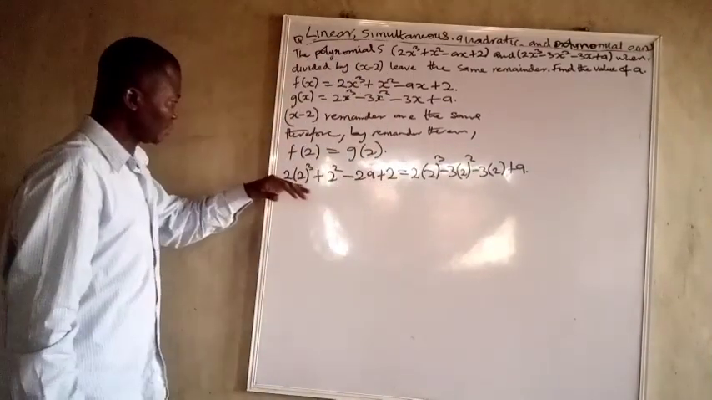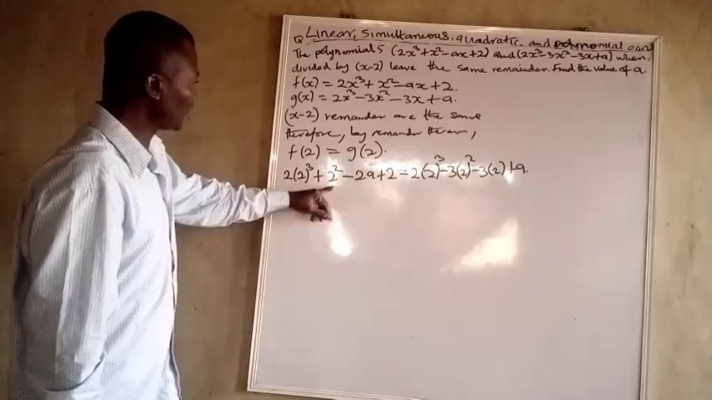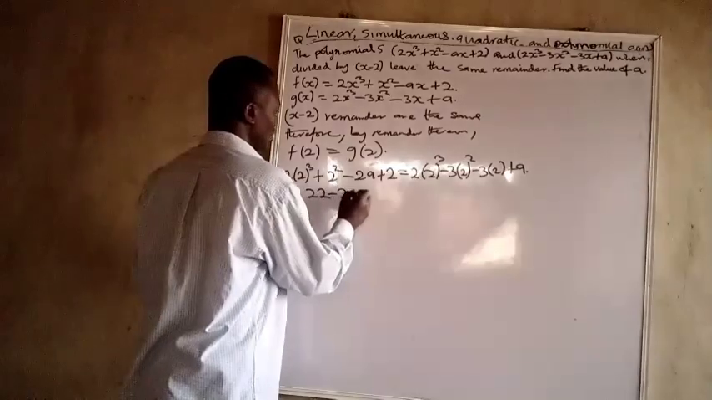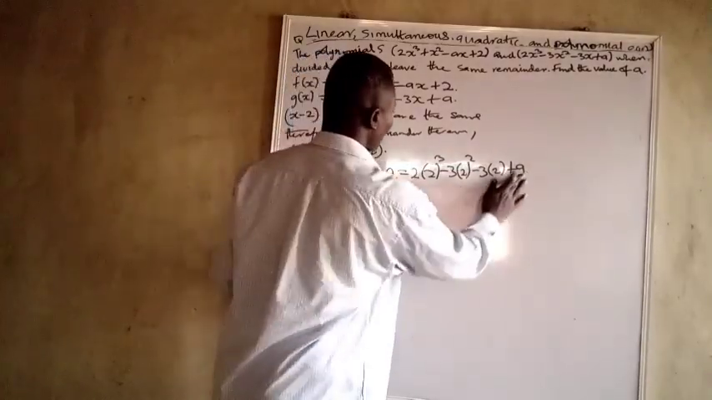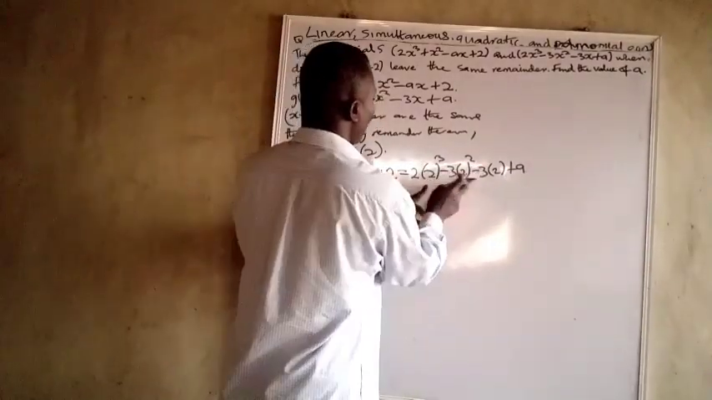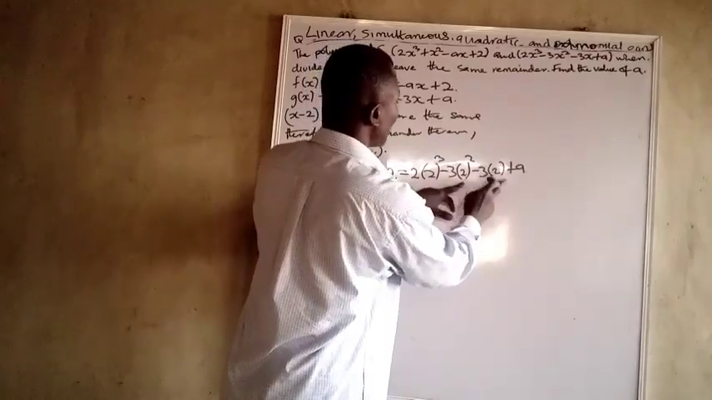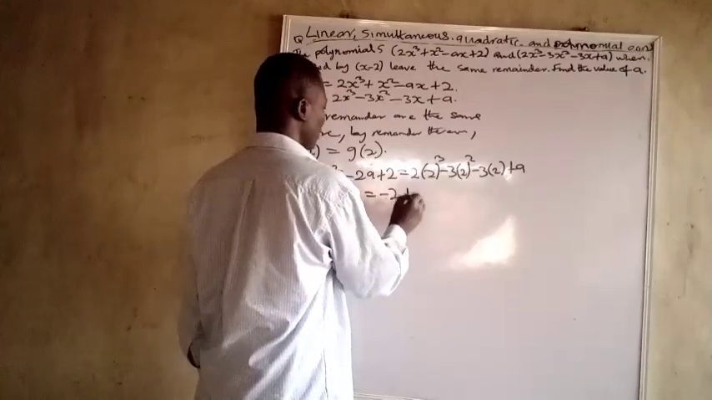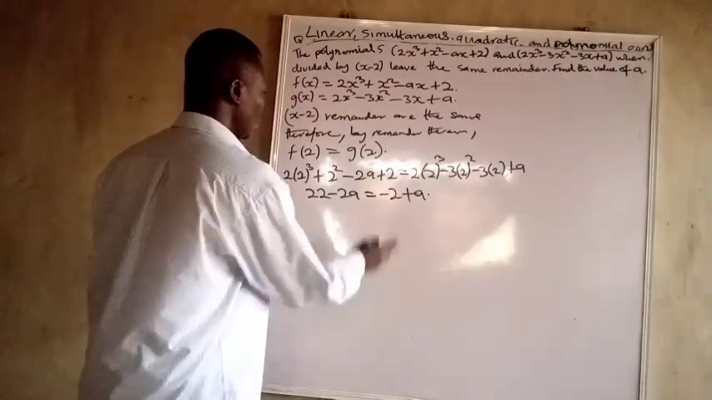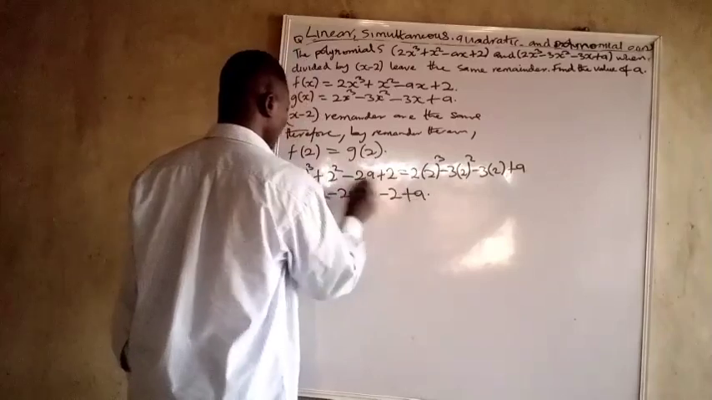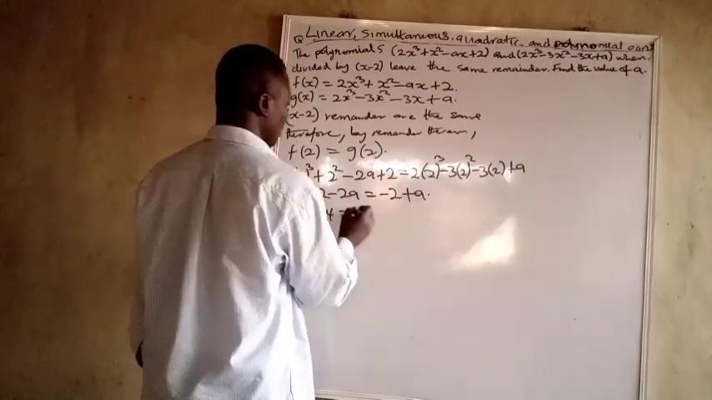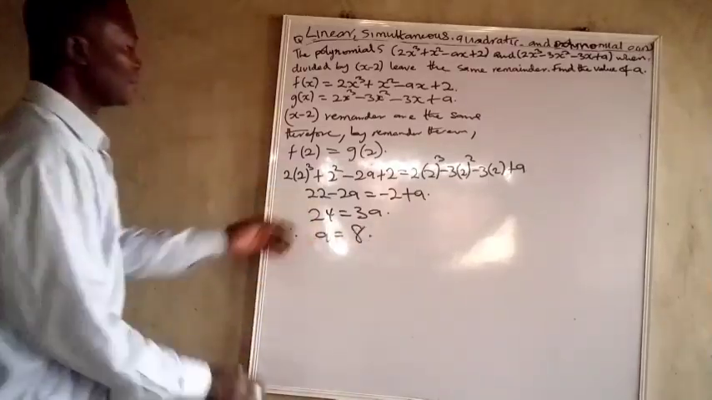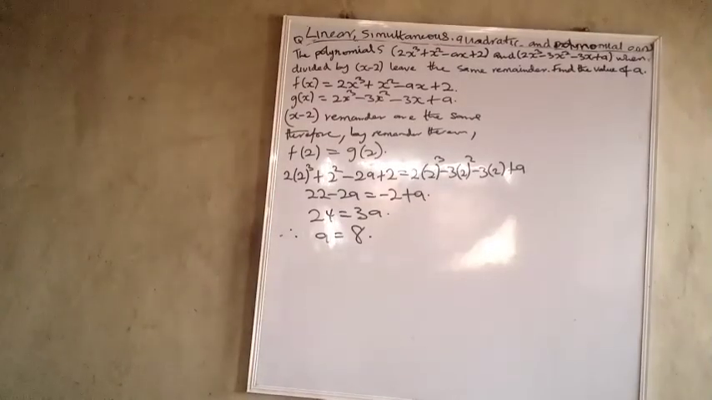So this is 16 plus 4, 20 plus 2, that's 22, minus 2a. So we have 16 minus 12, that is 4, minus 6, that is minus 2, plus a. So let me add 2 to this place and 2a to this place. So we have 24 equals 3a. Therefore, a equals 8. So the value of a is 8.